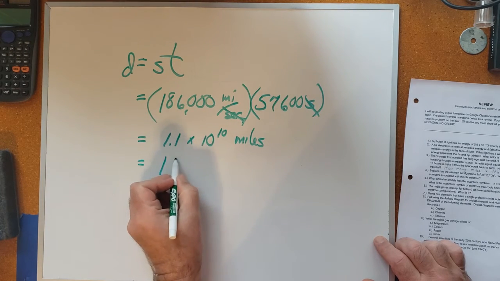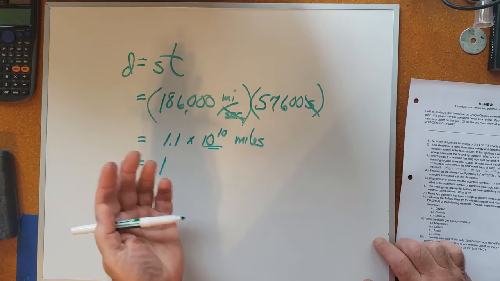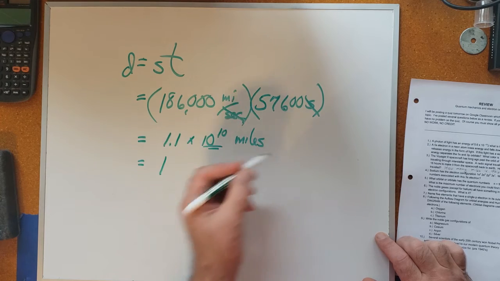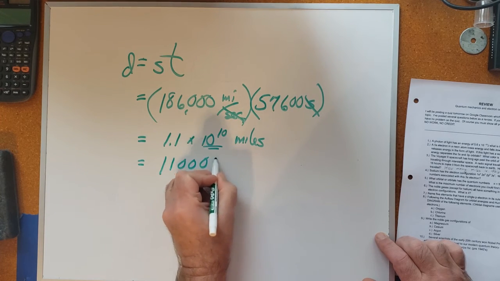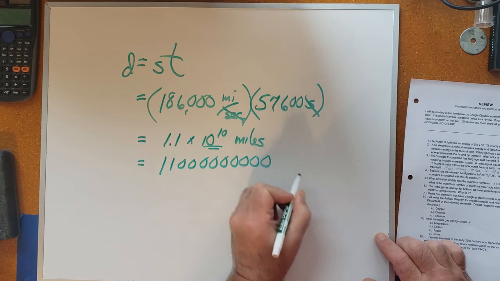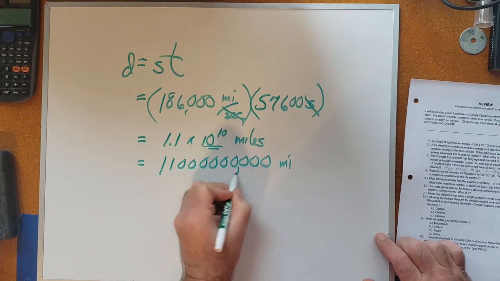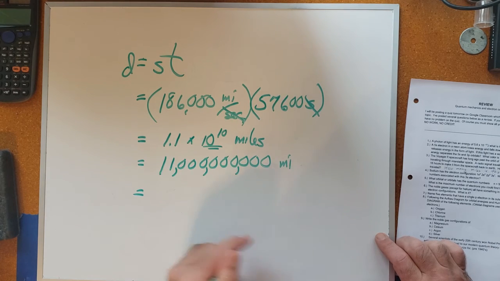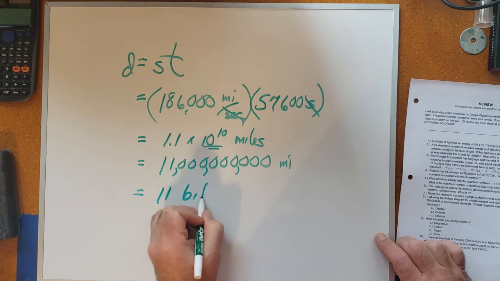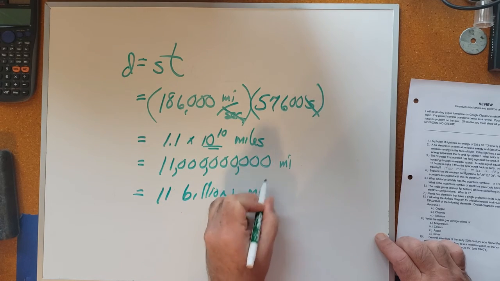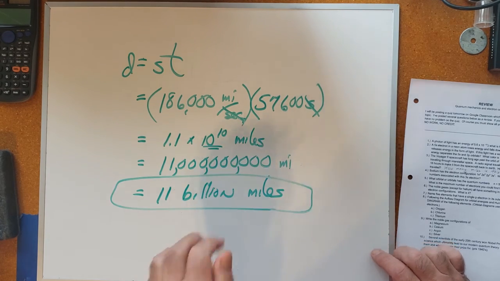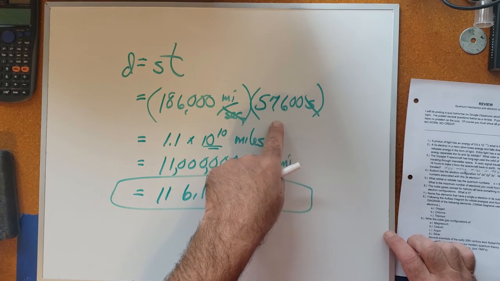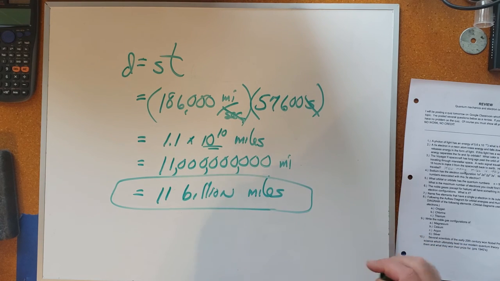Now if we take this times 10 to the 10th and just expand the number, we're going to move this decimal point 10 places that way. It'd be 1, 2, 3, 4, 5, 6, 7, 8, 9, 10. That's miles. That is, the number 11 followed by 9 zeros. That's 11 billion miles. And so if it's taken 16 hours for a radio signal to travel back to Earth, that means you're 11 billion miles away.